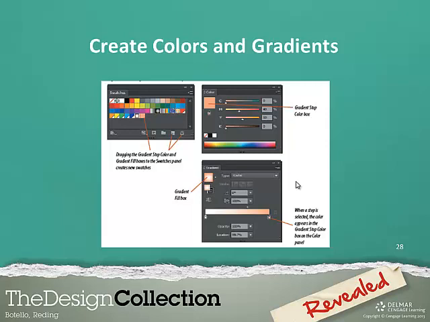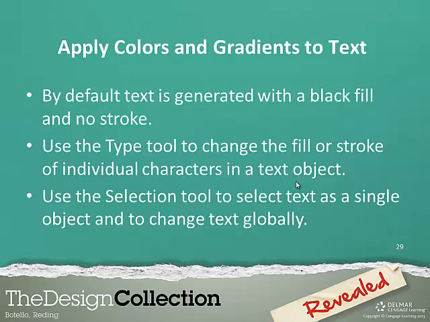It picks up here with the tutorial on page 2-20, and you'll need to go through and work with the gradients over those next couple of pages. And then we'll move on to lesson 5, which is applying colors and gradients to text. By default, text is generated with a black fill and no stroke. You use the type tool to change the fill or stroke of individual characters in a text object. You use the selection tool to select text as a single object and to change text globally.